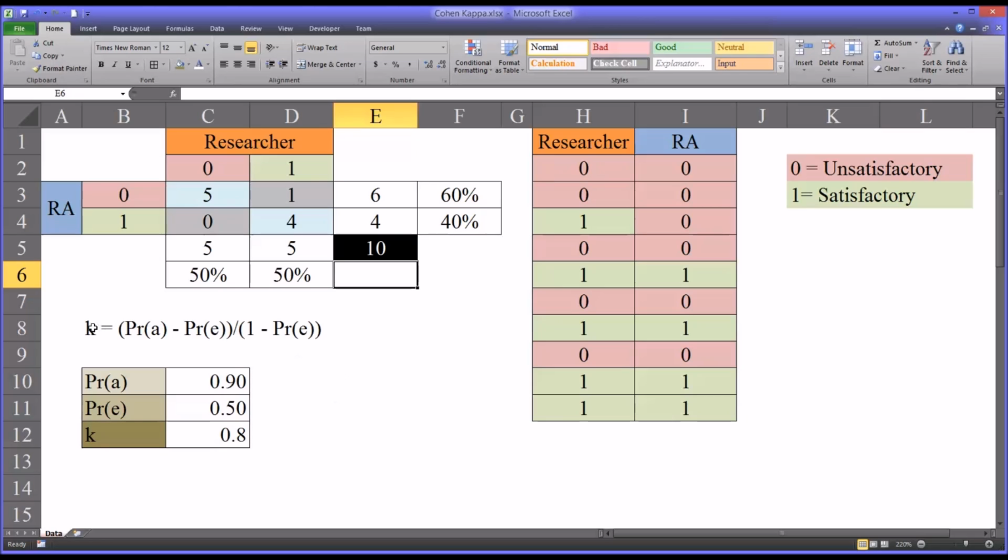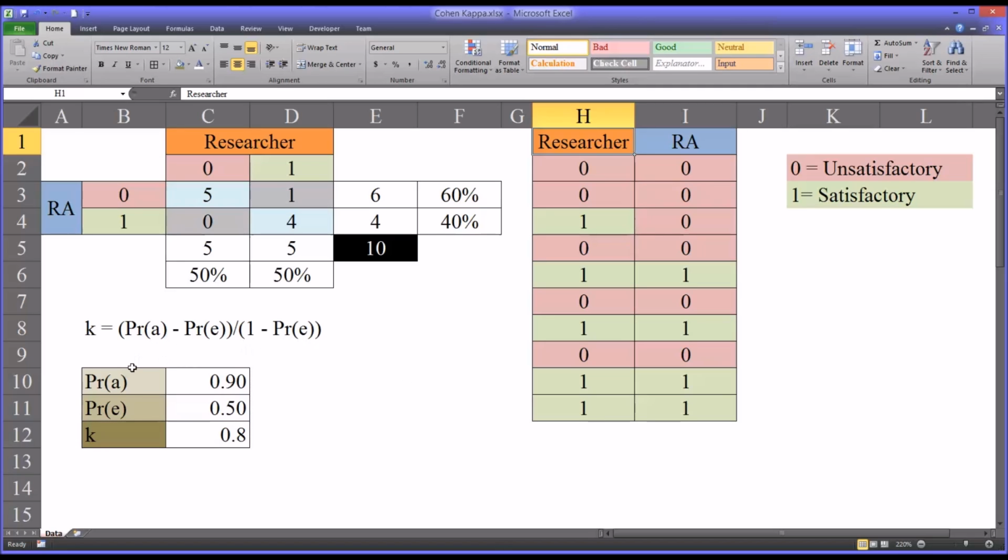Before I get to the calculation formula for kappa, it's important to understand that what kappa does is account for the probability of agreement based on just chance. So the researcher and the research assistant are going to have some agreement based on chance alone. So the way we calculate kappa is to look at the relative observed agreement, then subtract the probability of agreement based on chance, and divide that by 1 minus the probability of agreement just based on chance.